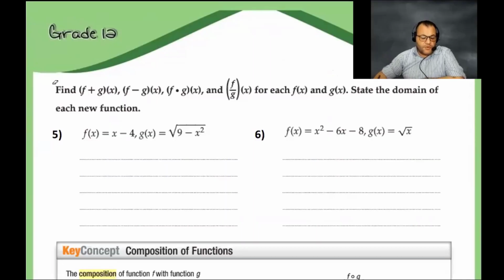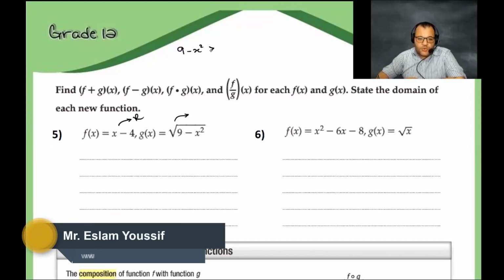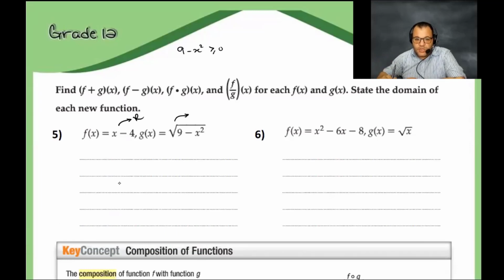Again, I will solve number 5. That's the same question. The domain for the first one is R. The domain for the second one, what is the type of this function? That's a quadratic written under the square root, so how can we solve it? The expression under the square root, which is 9 minus x to the power 2, is greater than or equal to 0. We have two ways. The first way is by graphing, the second by using the number line. I will explain the two ways now.